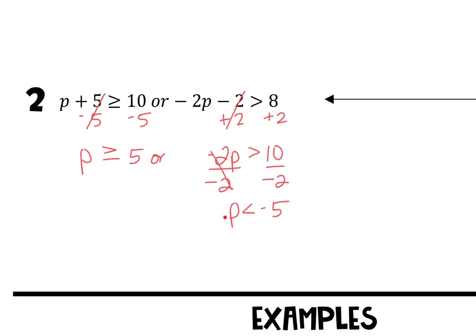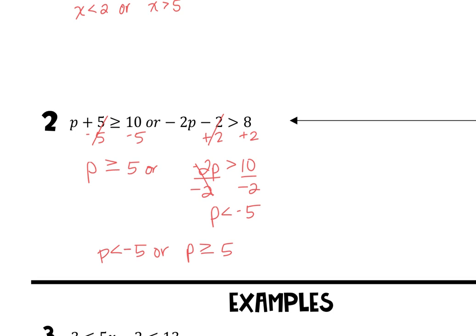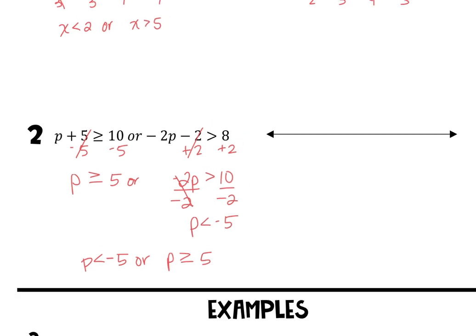And now this makes sense, and if I were to rewrite it so that it was in order from least to greatest, it would be more like p is less than -5 or p is greater than or equal to 5. So even though at first it looked like we might be shading in the same direction, once we solved the second one, we had to flip that inequality sign. So these are still going to graph apart.